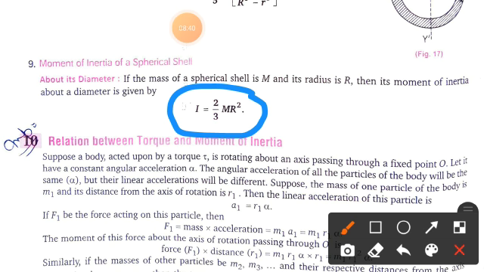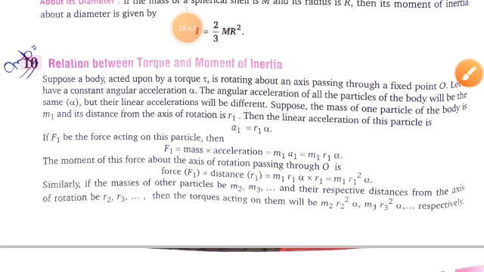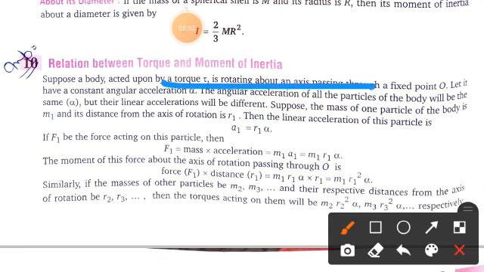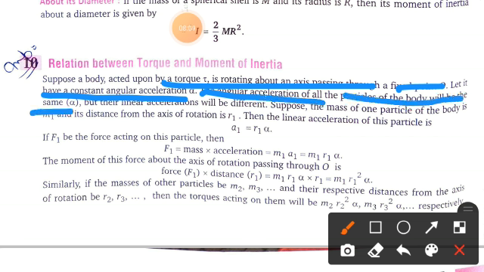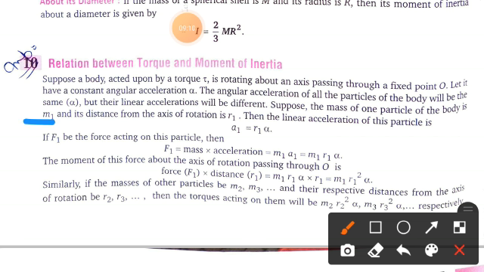Now we will come to the relation between torque and moment of inertia. This one. Clear? Suppose a body acted upon by a torque tau is rotating about an axis passing through a fixed point O. Clear? So let it have a constant angular acceleration alpha. So the angular acceleration of the particles of the body will be the same, which is alpha, but the linear acceleration will be different. Suppose the mass of one particle of the body is m1 and its distance from the axis of rotation is r1. Then the linear acceleration of the particle is a1 equals r1 alpha.